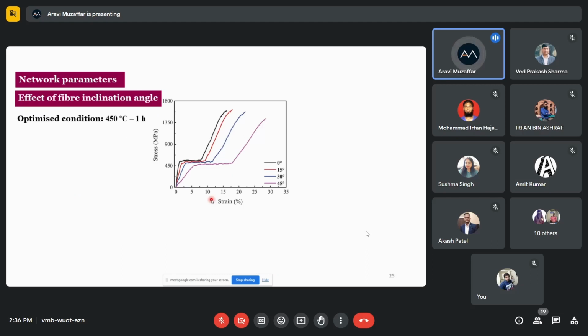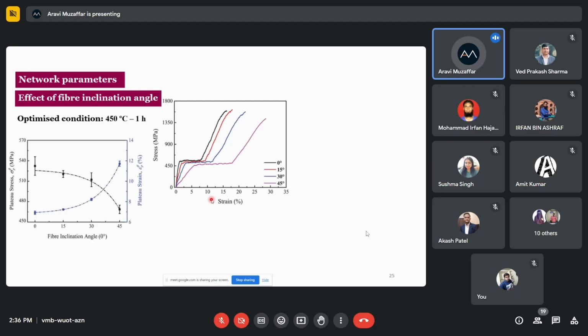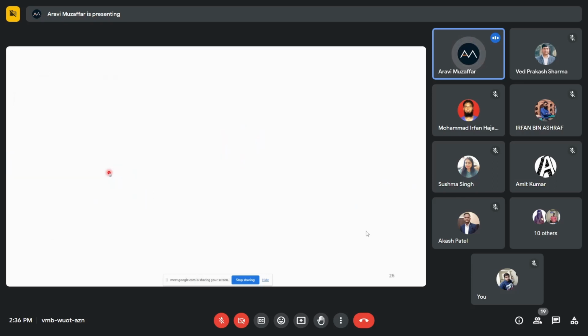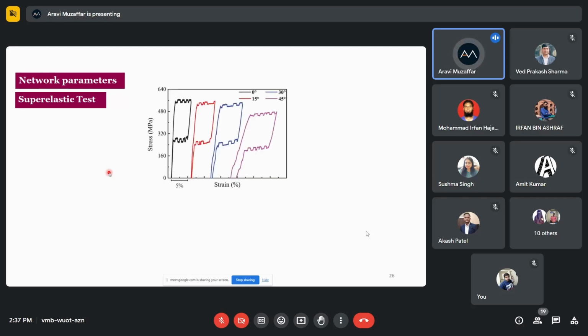So again, we have selected one particular condition, the optimized condition, wherein the strength was also optimum and the loading condition was also optimum. And we have seen the effect of, again, the fiber inclination angle. We have seen that with the increase in the fiber inclination angle, the plateau stress decreases, whereas the plateau strain increases. Whereas if you want to see the effect on fracture stress, we see that it decreases, whereas the strain at fracture increases with the increase in the fiber inclination angle.